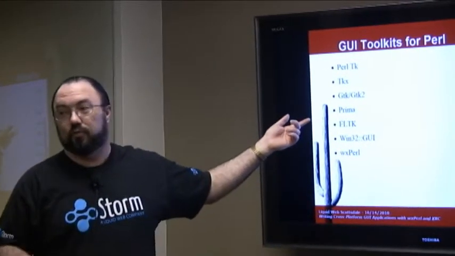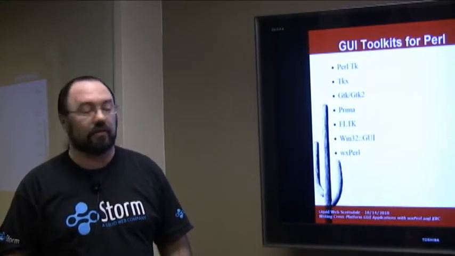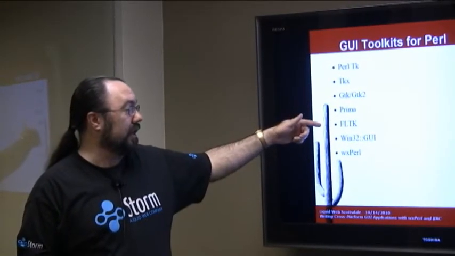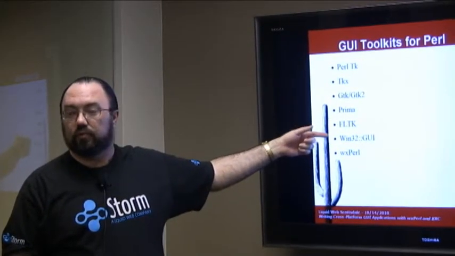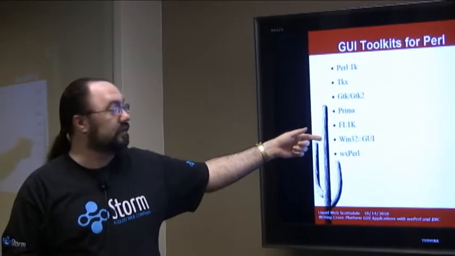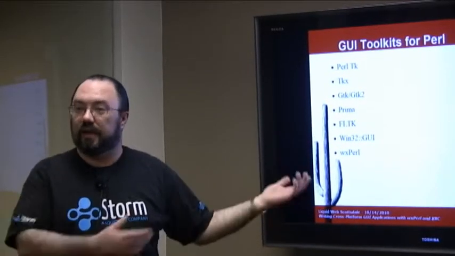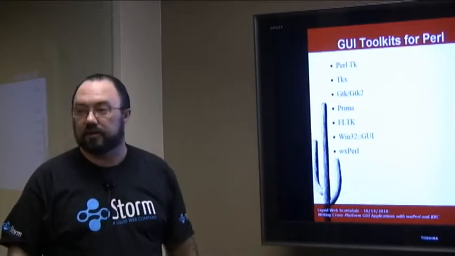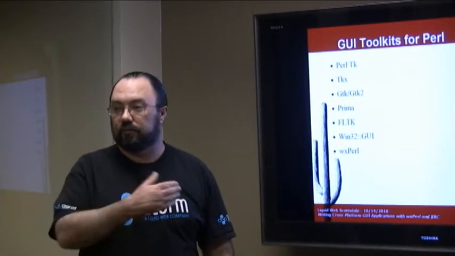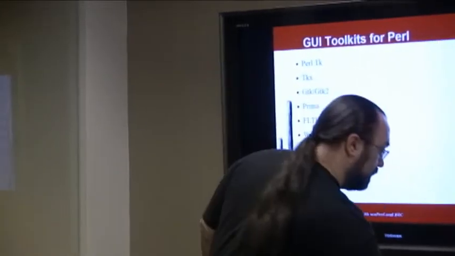Prima, which is one that's, I think, pretty niche. I've not really heard much about that, so I don't know too much about that one. FLTK, which is Fast Light Toolkit, which is another one that's out there. Win32::GUI, which, again, only helps you on Windows. And then wxPerl, which are the Perl bindings for wx, and that's what we'll be covering tonight.